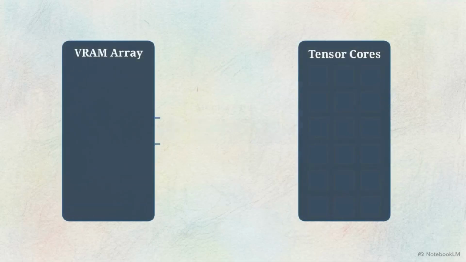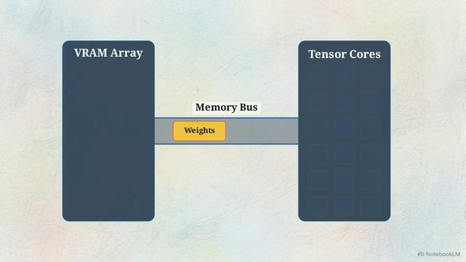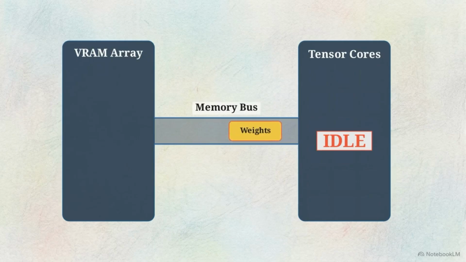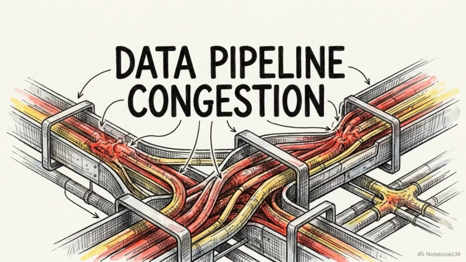This GPU schematic shows the core problem: a vast VRAM array, massive tensor cores, and a narrow memory bus. Generating one token requires squeezing the entire weight dictionary across that narrow bus. While data slowly moves, the massive tensor cores sit completely idle. This exact delay is known as the memory bandwidth bottleneck.